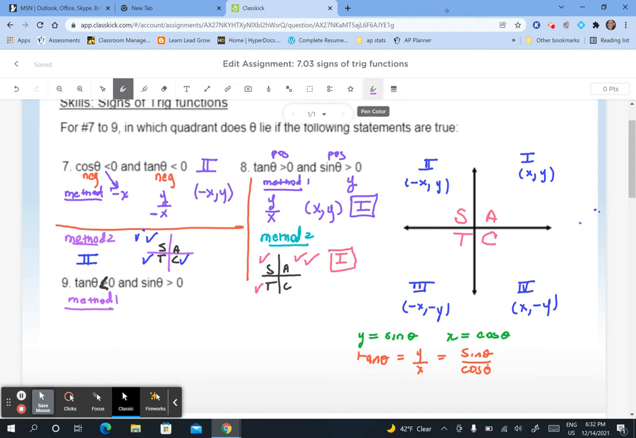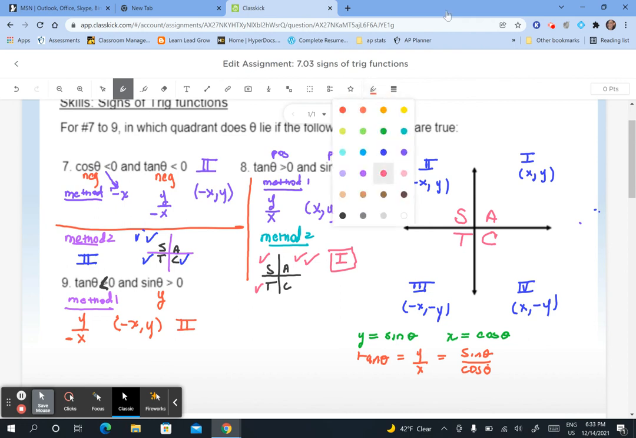For method 1, we know that tan is less than 0. That means it's negative. And we know sine of theta is greater than 0. That means sine, which is y, is positive. Tan is y divided by x. Since tan is less than 0 and y is positive, and the quotient obviously is negative, that means x has to be negative. So we can represent this, which is different, as negative x comma y, that means it's in 2.